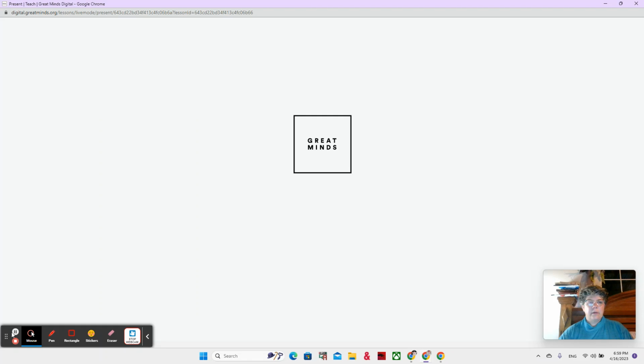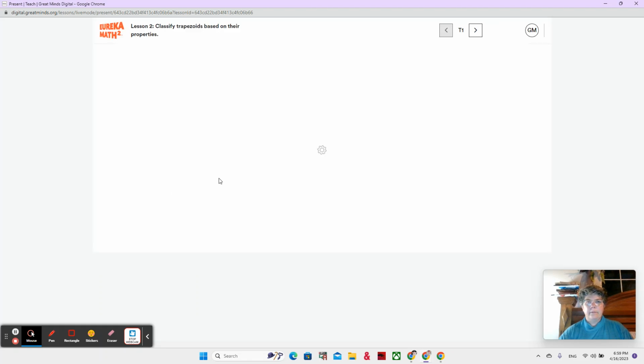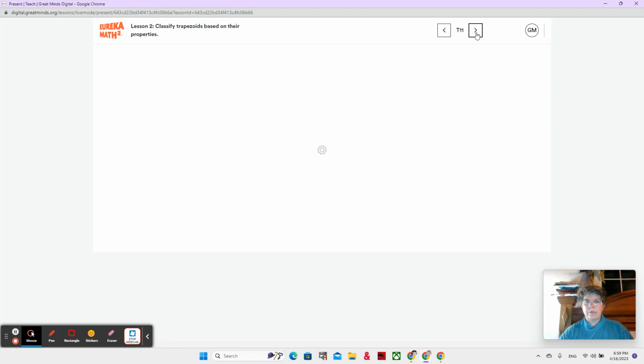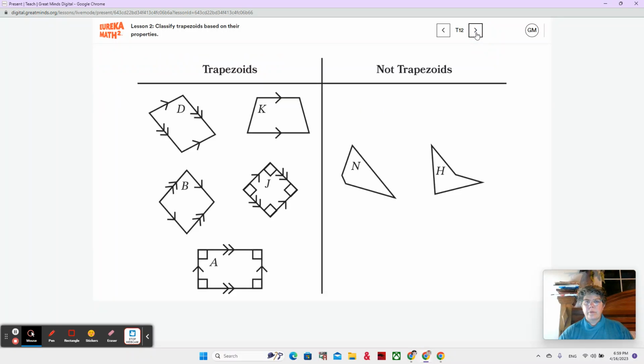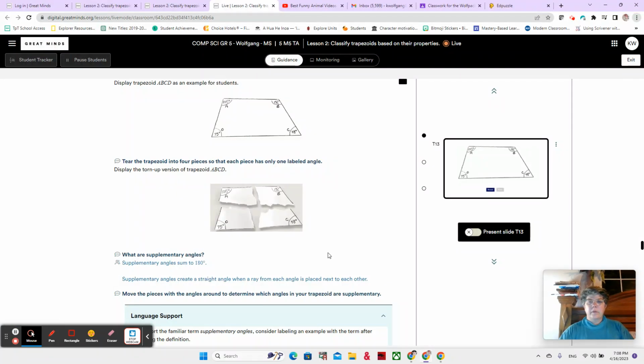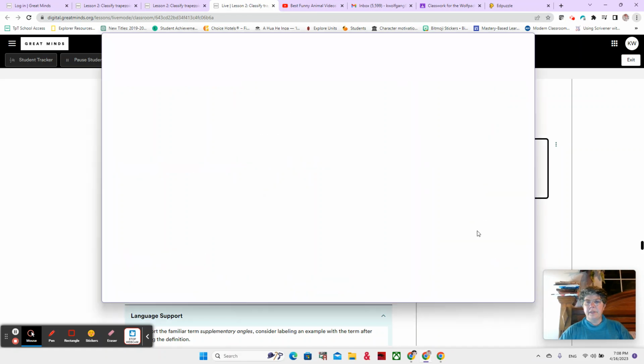Okay. Almost there. There we go. Okay, so what you're going to do is use your protractor to measure each corner. Sorry, got interrupted there. Let's see if we can get this reopened here.